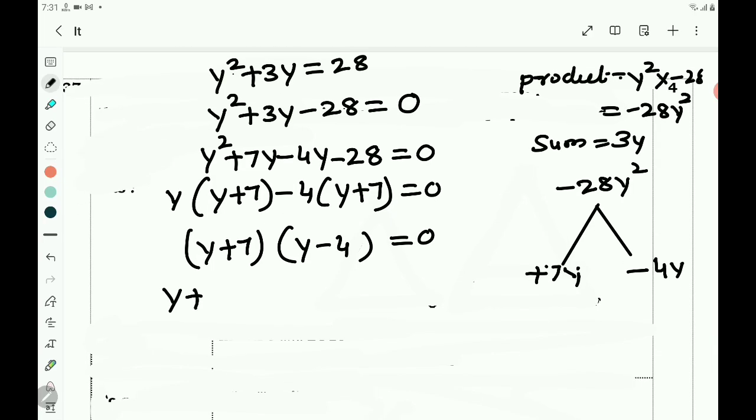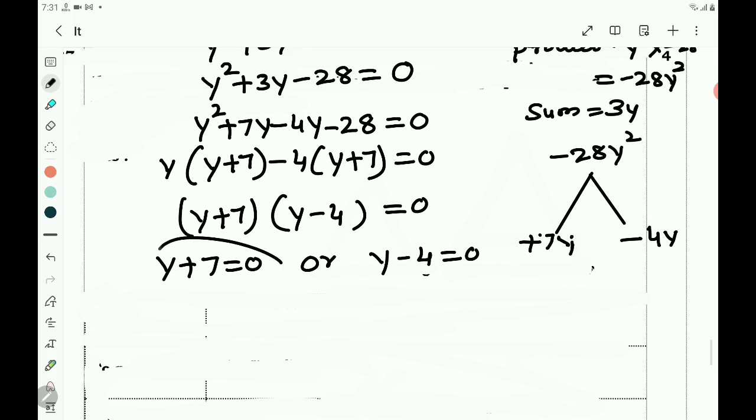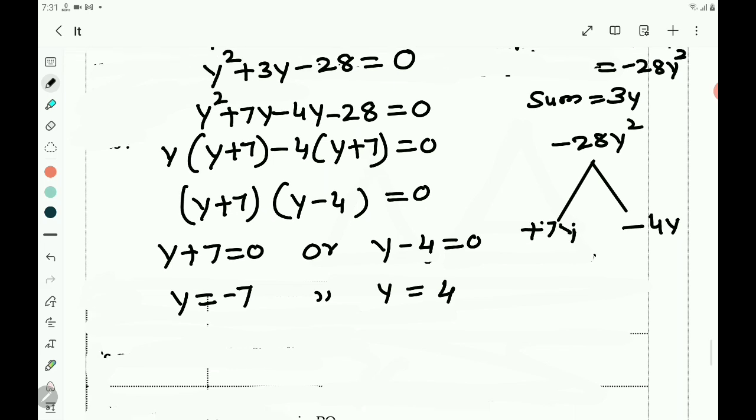Then equate each factor to 0. Y plus 7 equals 0 or y minus 4 equals 0. Then y equals what? 0 minus 7, y equals minus 7, or y equals 0 plus 4, it becomes 4. Y equals 4.